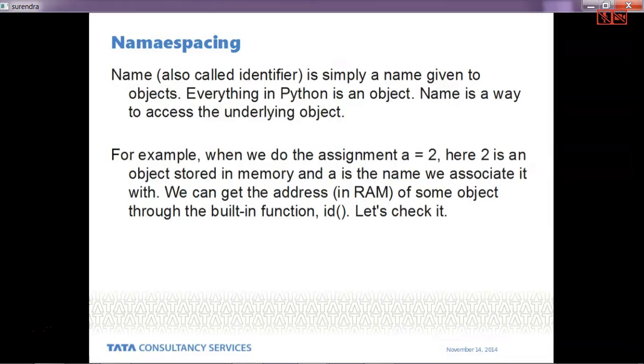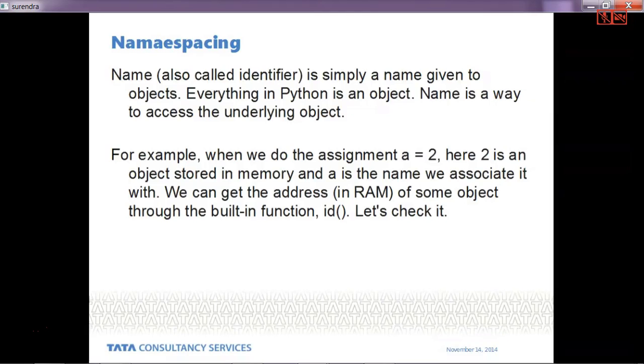Everyone note it down. The task is, what are the rules and regulations for defining an identifier in Python? This is one of the tasks for you. The identifier is simply a name given to the object. Object here means the value. For assigning a value, for example, a equal to 2, 2 is the object and a is an identifier.